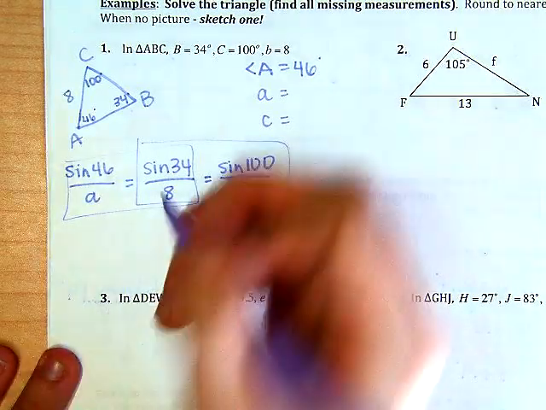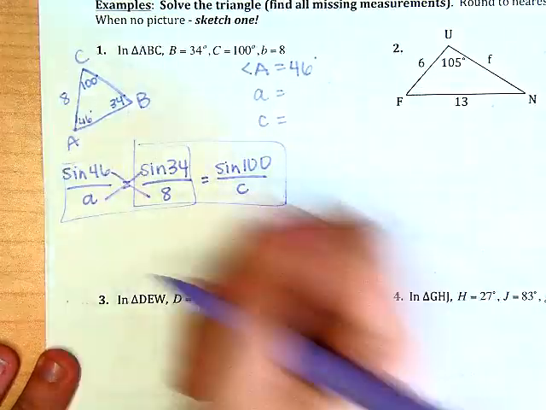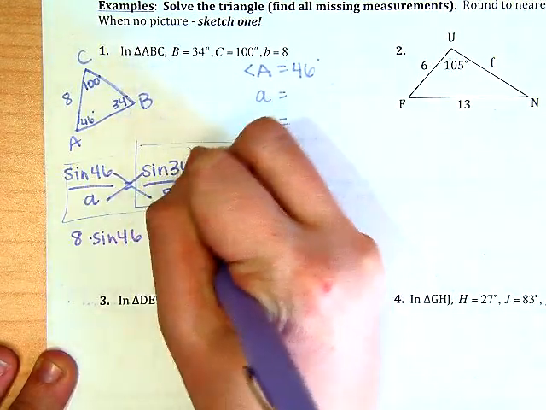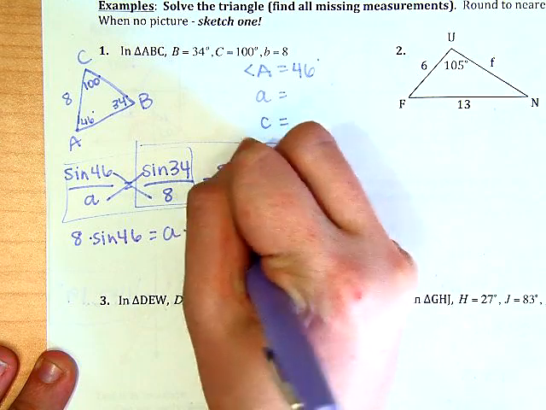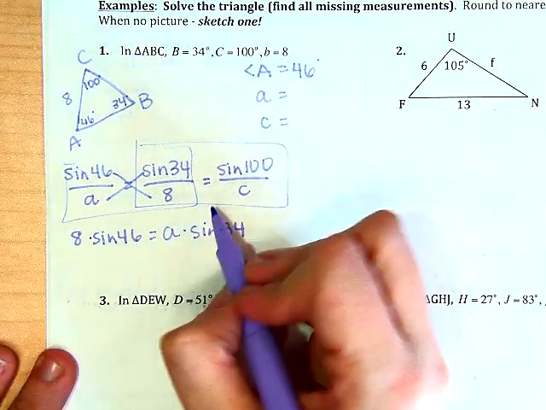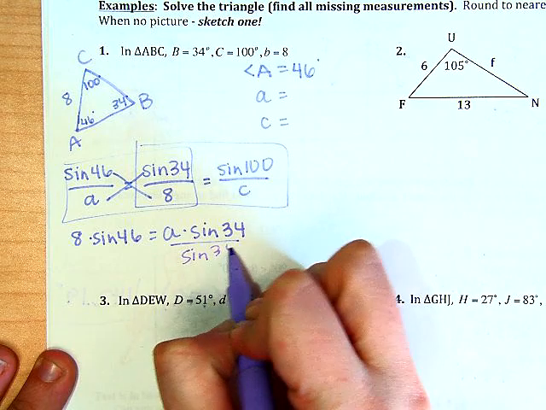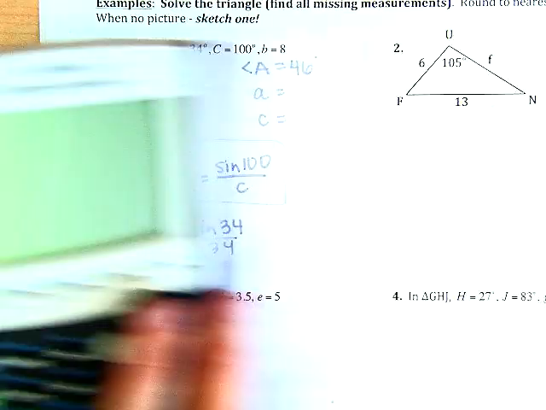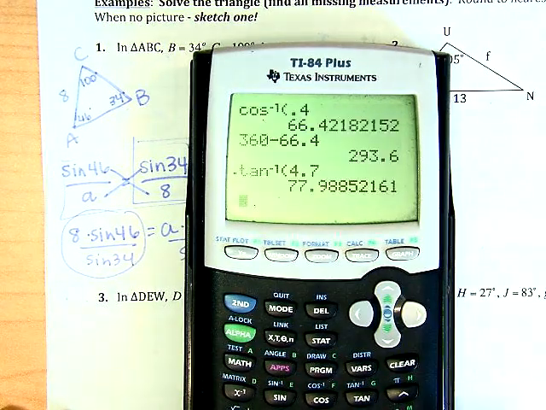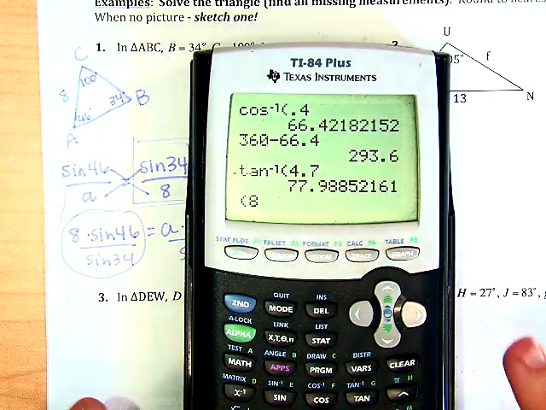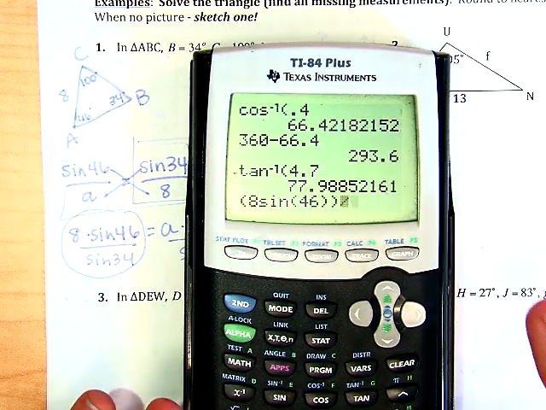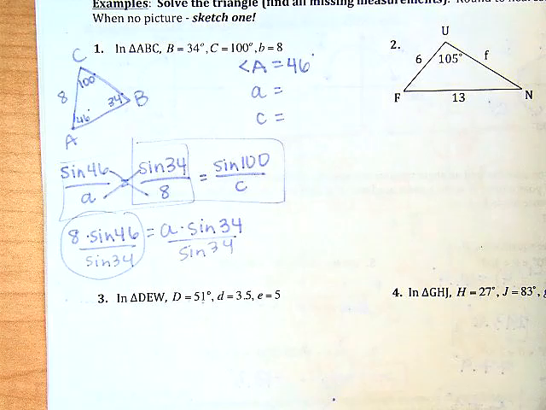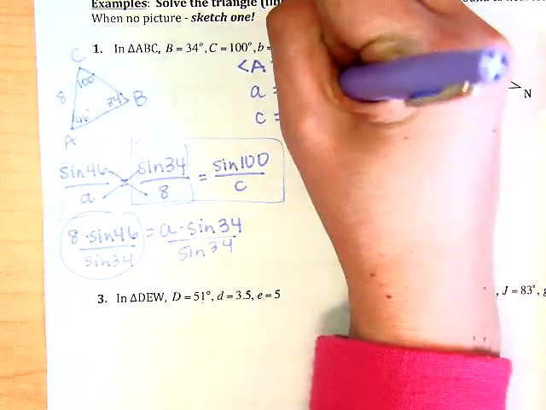Two proportions. First one, I'm going to take these and cross multiply: 8 times sine 46 equals A times sine 34. Then just divide by sine 34. This is what I'm going to plug into my calculator. On top I have 8 sine 46 divided by sine 34. That gives 10.29, so side A is 10.29.